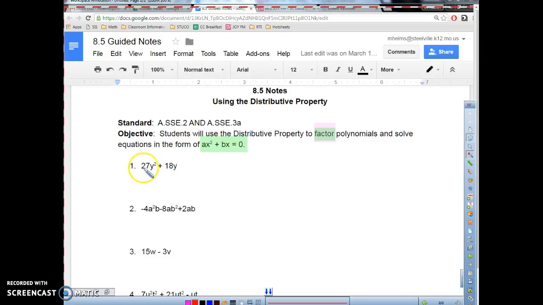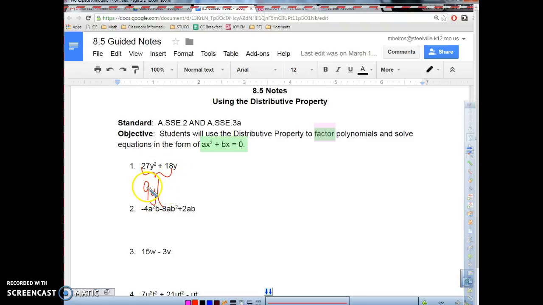The first thing you ask yourself is, do these two things have something in common that I could take out? So you have a 27y squared and an 18y. So you look at their numbers first. Is there a number that goes into both 27 and 18? And so our number is 9. And then we go to our letters. Is there a letter that'll go into both of these? And so you take the smallest. So y would go into both of those.